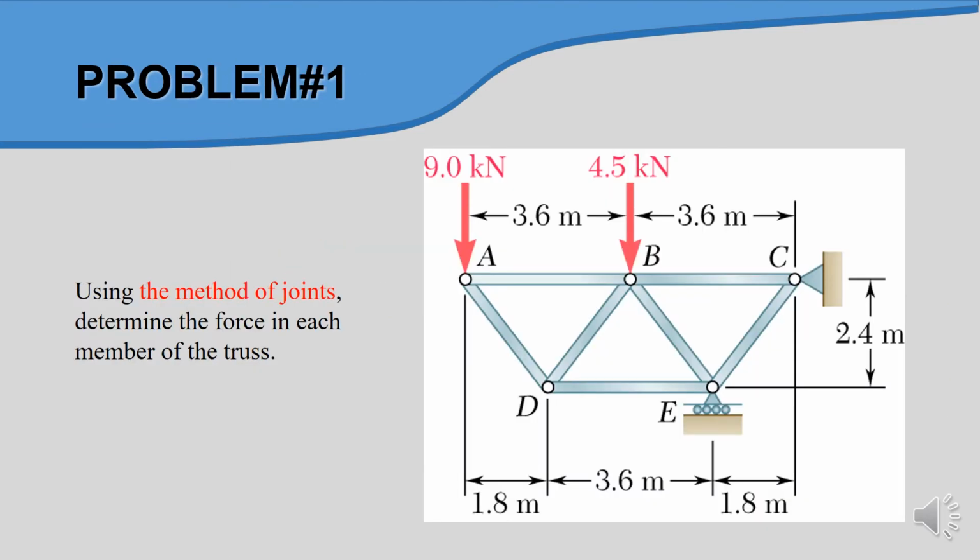Let's see problem number 1. Now we can see many members, or many triangles, produce a truss. By using the method of joints, determine the force in each member of the truss. Basically, when we determine each force, we will need to state whether it is tension or compression for each member.